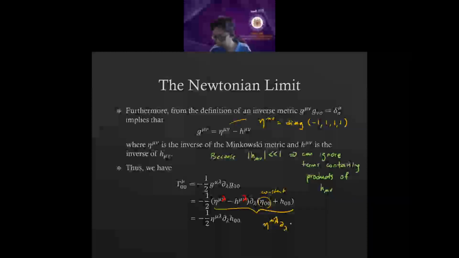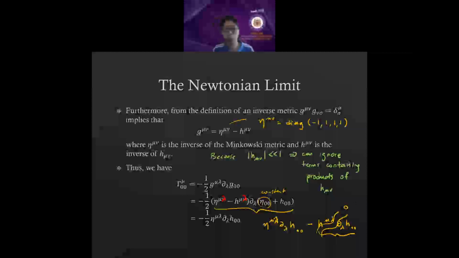Okay. We are left only with this one, and then minus h mu lambda times the rate of change of h00. Right? But notice that in this term we have a product of h, so we can ignore this. This one is approximately 0, so we can ignore that one, so that we are left only with this term. Where again, recall that we are using the Einstein summation convention to have this sum.